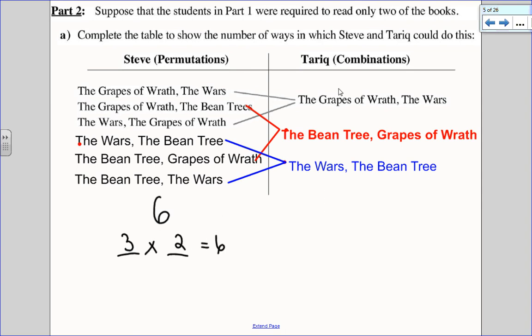But Tariq only has 3 different possibilities because the order is not important. So since the order is not important, we can take the permutations, 6, and divide it by the ways of arranging those 2 books, since order doesn't matter. So I'm dividing by 2 times 1, or 2 factorial, and that's why there are only 3 different combinations for Tariq.